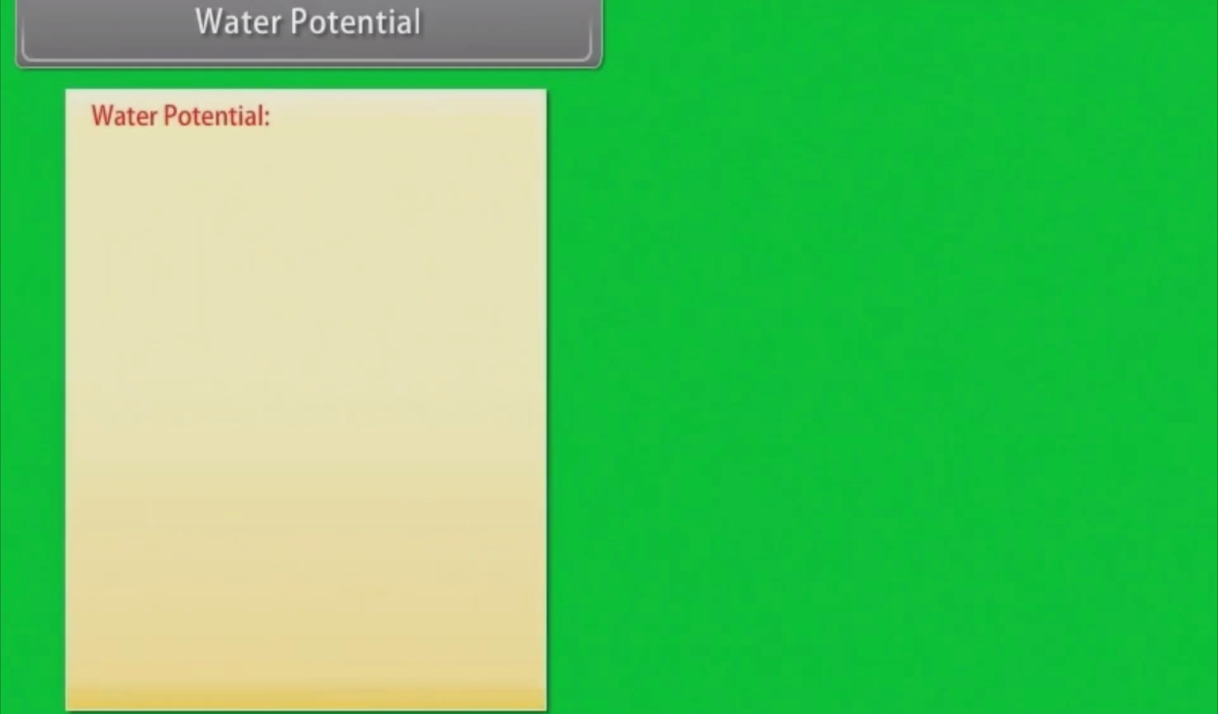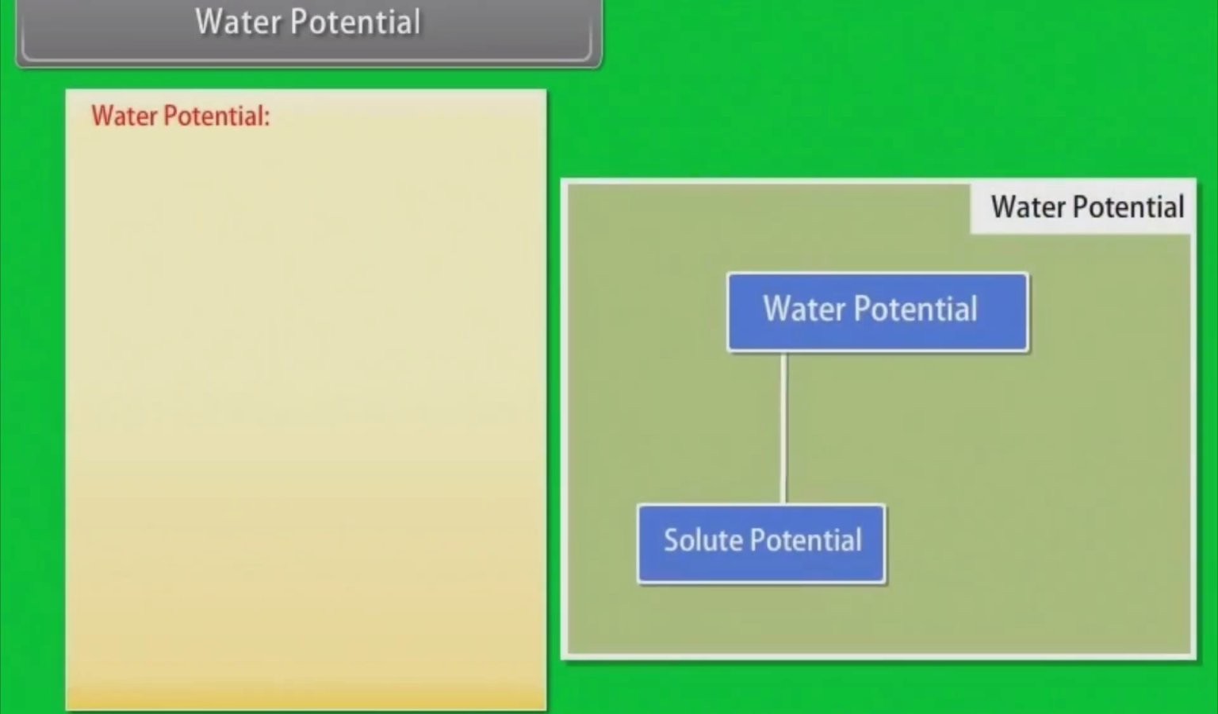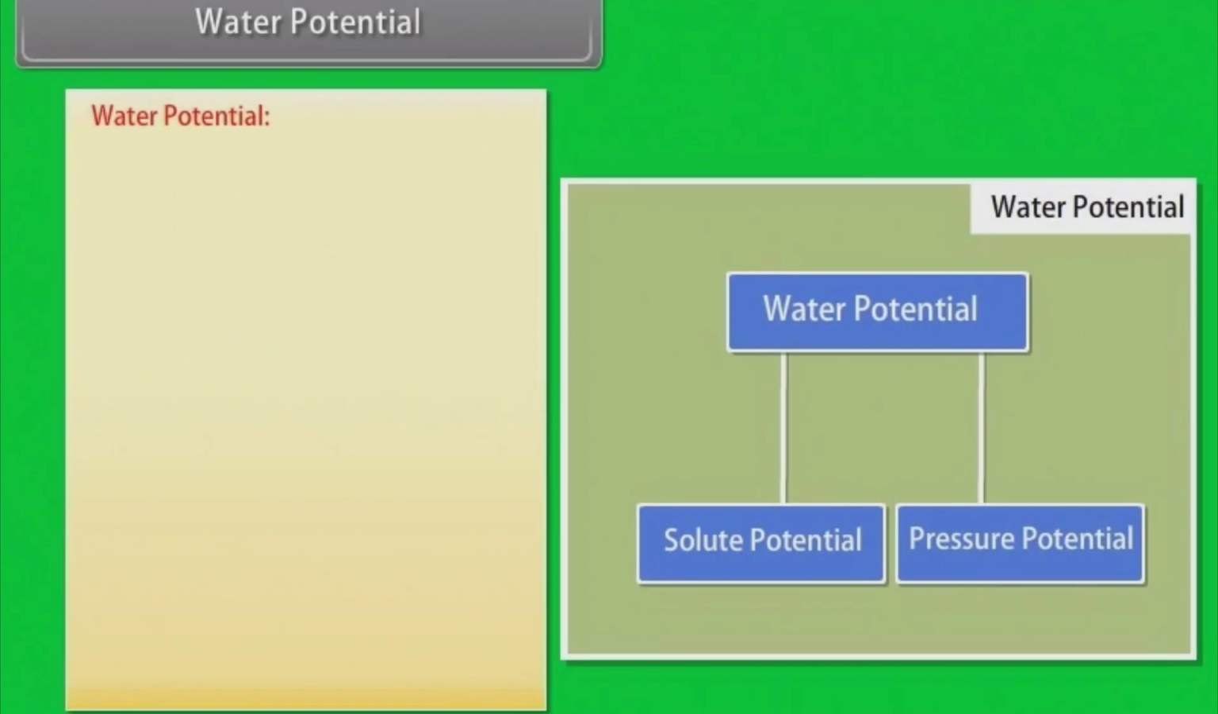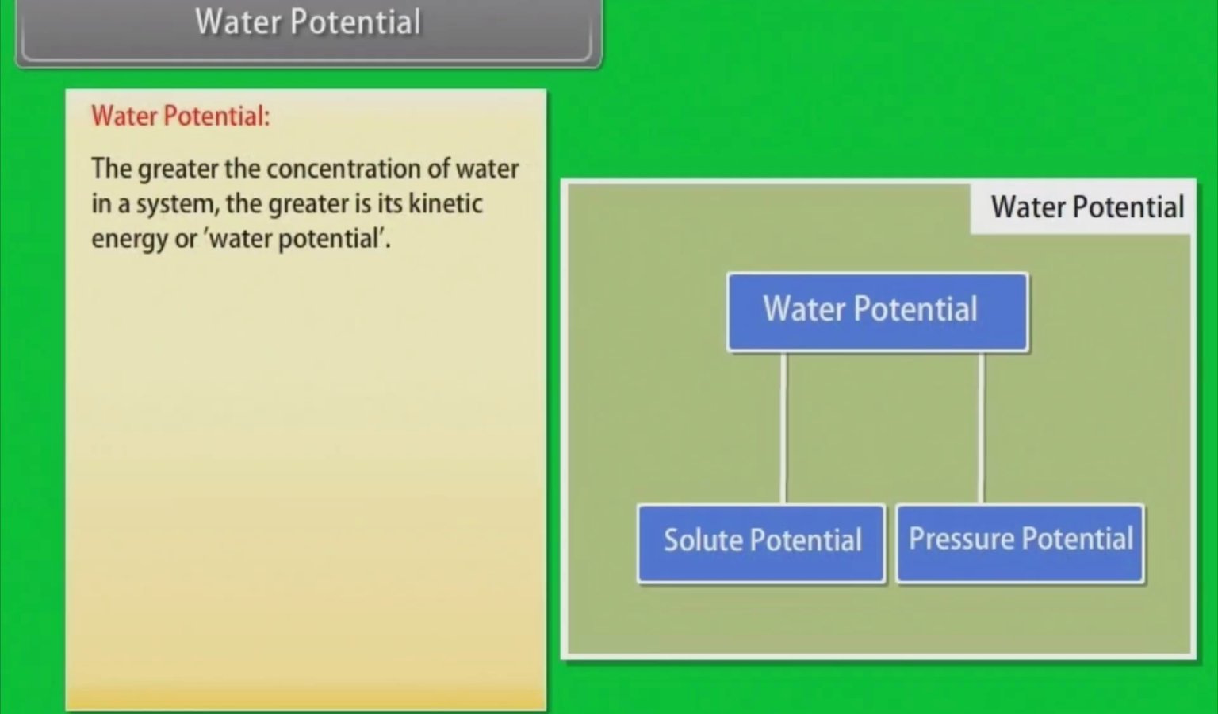Water potential. To comprehend plant-water relations, we need to know certain standard terms. Water potential is a concept fundamental to understanding water movement. Solute potential and pressure potential are the 2 main components that determine water potential. Water molecules possess kinetic energy. The greater the concentration of water in a system, the greater is its kinetic energy or water potential. Hence, it is obvious that pure water will have the greatest water potential.